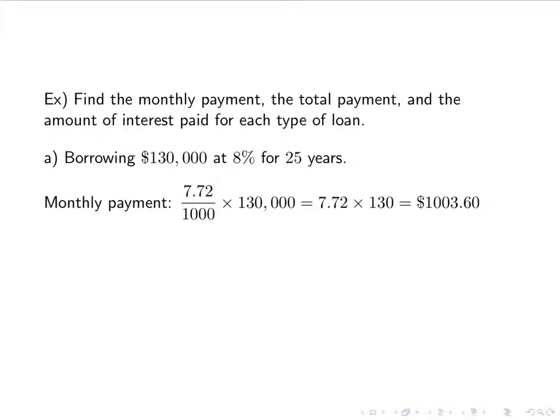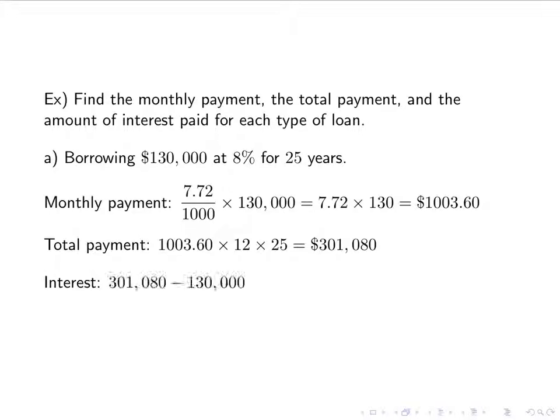And then the next thing we're going to look at is the total payment. We know that we have $1,003.60 every month for 25 years. So to find the yearly payment, I would multiply this number by 12. That's how much you would pay in a year, and then we're paying it for 25 years. So we take that $1,003.60, multiply it by 12 to get the yearly rate, and then multiply it by 25 because we're paying it for 25 years. That will give us $301,080. To find the interest, we just take what we paid, subtract what we borrowed, and what we're left with is the interest. So we paid $171,080 in interest.